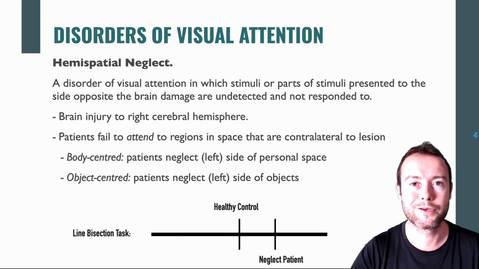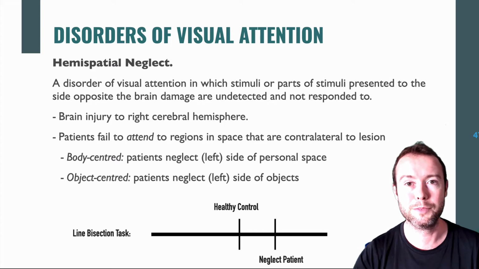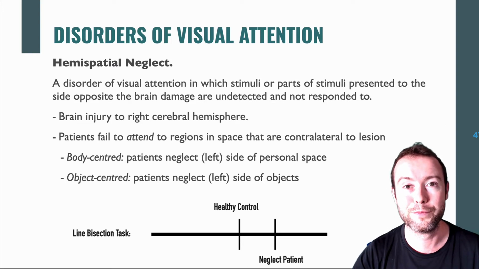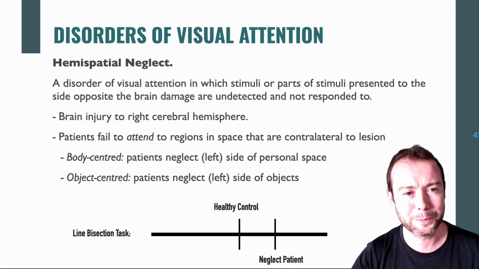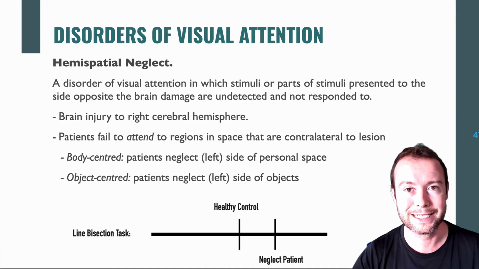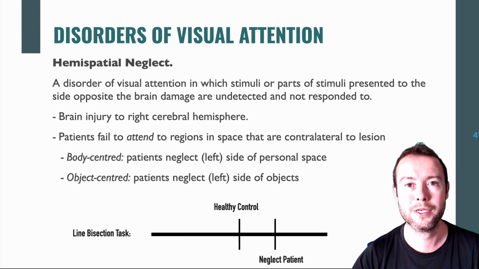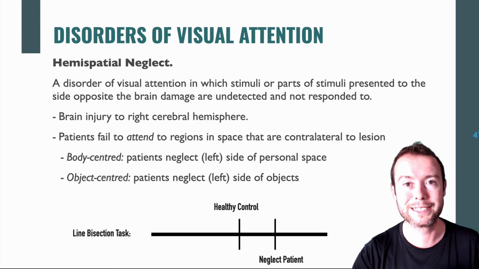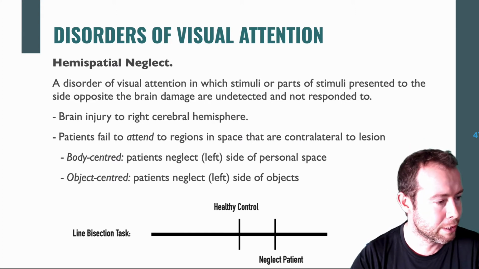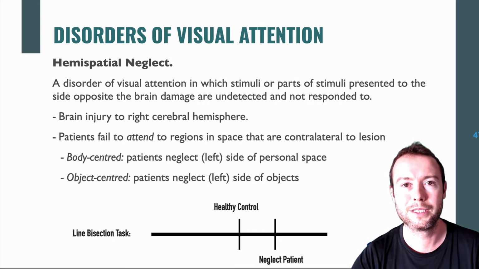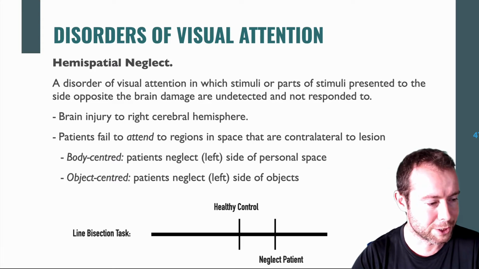This typically occurs following damage to the right cerebral hemisphere and leads to patients neglecting information and stimuli that's presented on the left side of space. It's a complicated syndrome that can present in different forms. You can have a body-centered form where patients will neglect the left side of their own personal space, relative to their own reference and their own view, or you can have an object-centered version where patients will neglect the left side of objects.